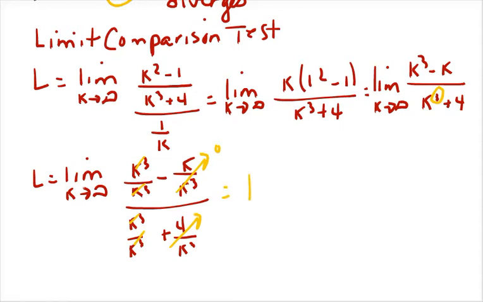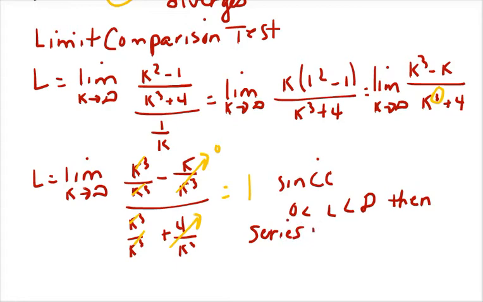So since the limit L is less than infinity but greater than 0, the series is going to converge or diverge as the comparison series. So then, let me write that down. The series will converge or diverge as the known series.